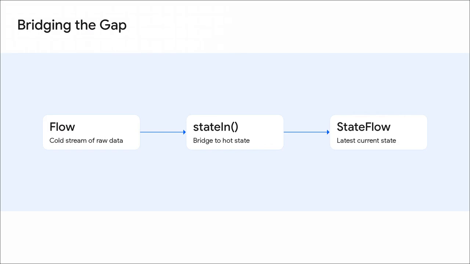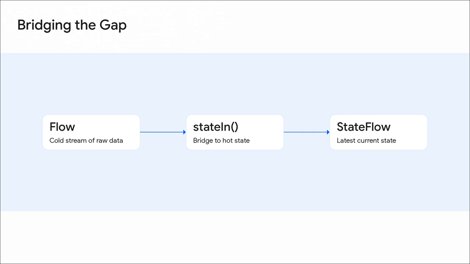Here's a super common scenario. Your repository returns a standard flow. Maybe it's from Room, a network stream, or a hardware sensor. But your UI needs a state flow. Right off the bat, these are incompatible shapes. So StateIn is your bridge. It seamlessly converts that cold flow into a hot state flow, all without touching the original source.